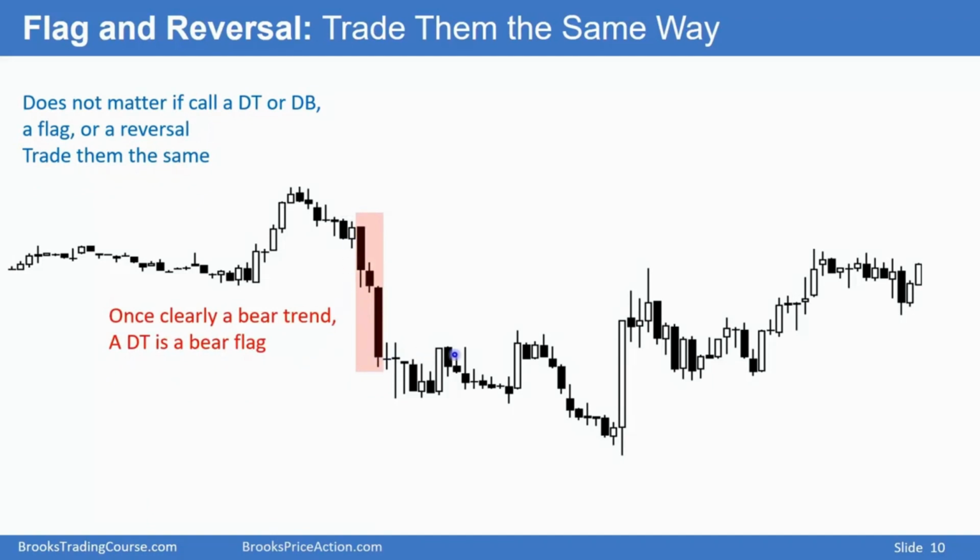Once it's a clear bear trend and you have a double top bear flag, you're looking to sell. Low 1, low 2, double top. Low 1, low 2, double top bear flag. Every double top in a bear trend is a low 2 sell setup, and therefore an opportunity to get short. Enter on a stop below the prior bar, betting on resumption down.